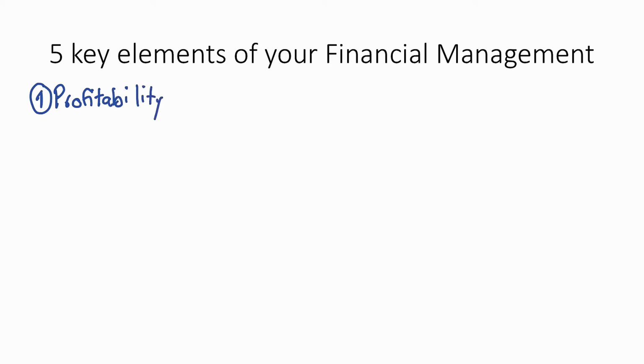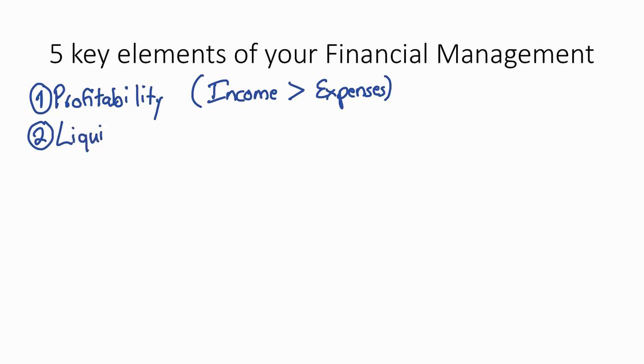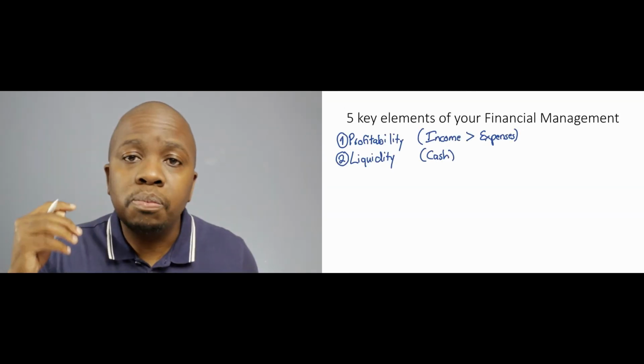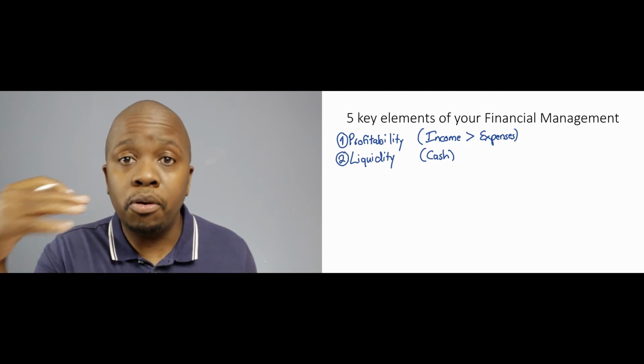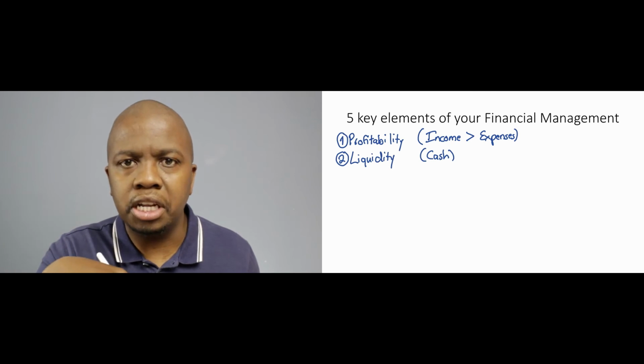And profitability merely means that you are always making sure in your business that your income is always greater than your expenses. So it therefore follows logic that you know how much your expenses are and you know how much your income will be. The second key element that you need to manage in your business is liquidity. And liquidity speaks to cash. It is possible in a business that you could make a profit but have no cash in the business.